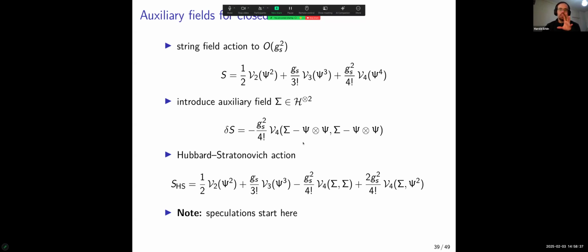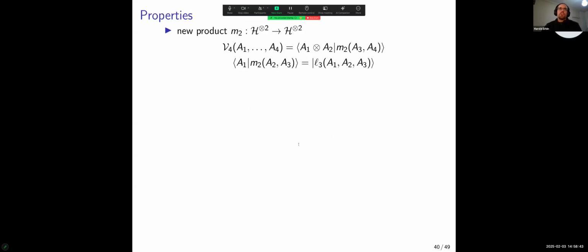a bit of this double copy of the Hilbert space. Okay, so we also need to introduce a new product, which will go from two copies of the Hilbert space to two copies. So we write this V4 as something like this. So we introduce some M2. And you can also define M2 from this X3 we had before.